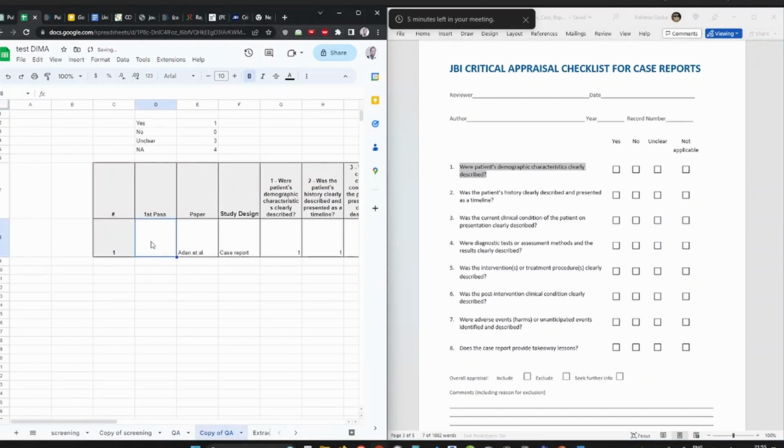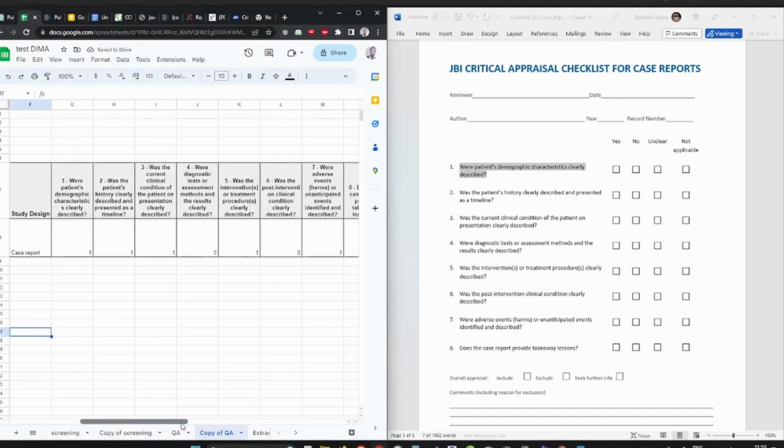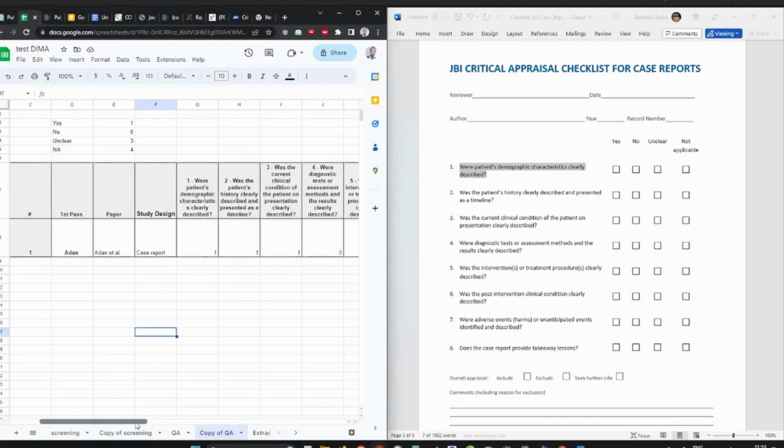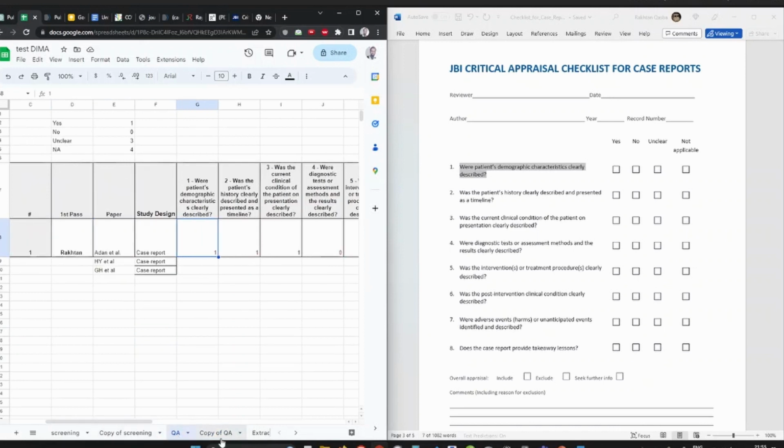For example, we have a second pass. A different person will do the quality appraisal for all the papers and put in whatever decisions he has. Then a third author will come and check whether the first author is agreeing with the second author on all the questions. If they are not agreeing on one particular question for one particular paper, the third author will come in as the final decision maker and give a final decision.